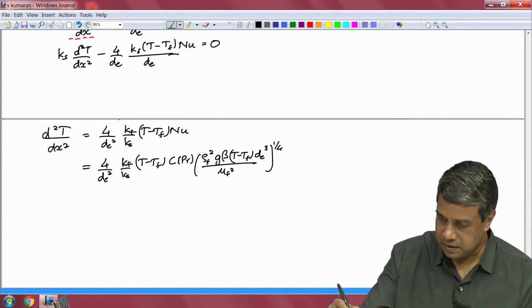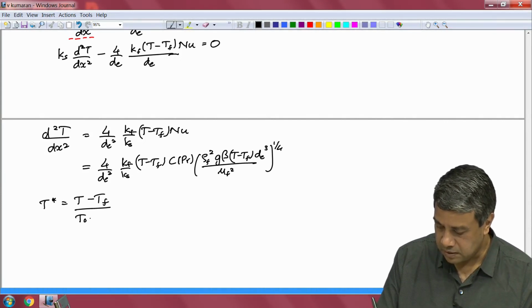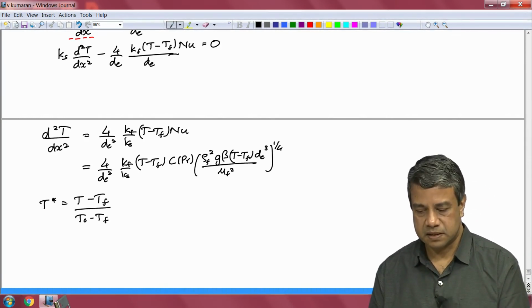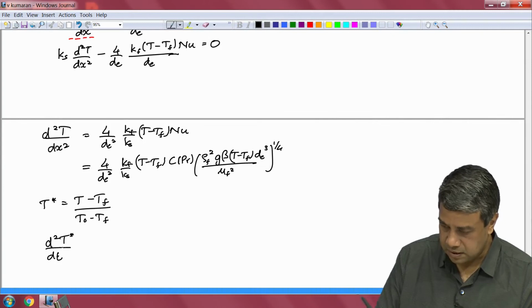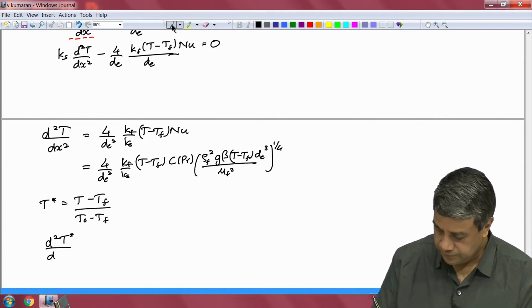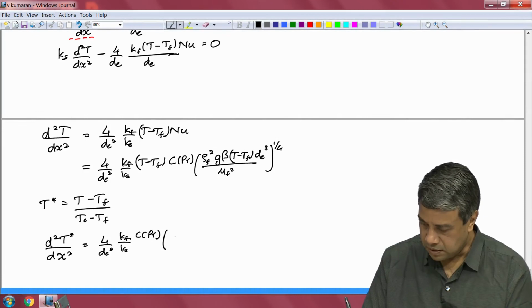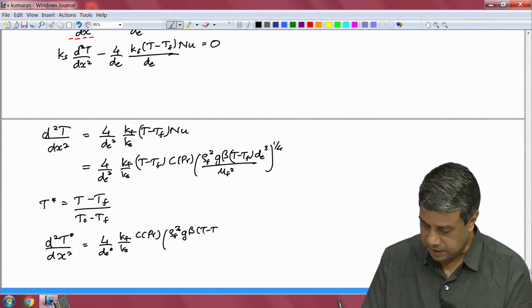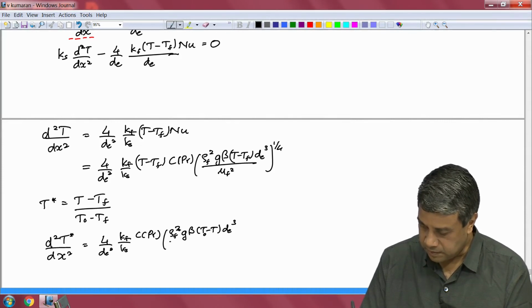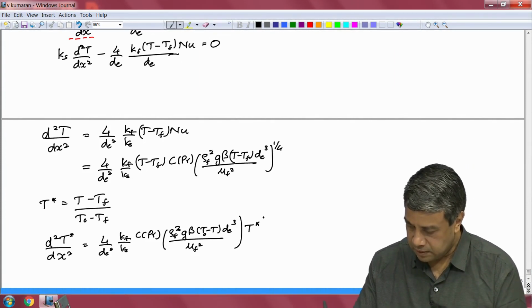So, I can define a scale temperature as T star is equal to T minus Tf by T naught minus Tf, okay, and express this temperature in terms of T star, and I will get d square T star by dx square is equal to 4 by dE square kf by ks, okay, into C of PR into rho f square g beta T naught minus Tf into dE cubed by mu f square, okay, into T star power 5 by 4.